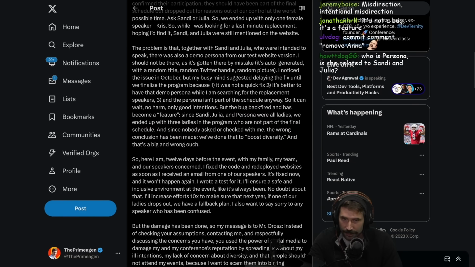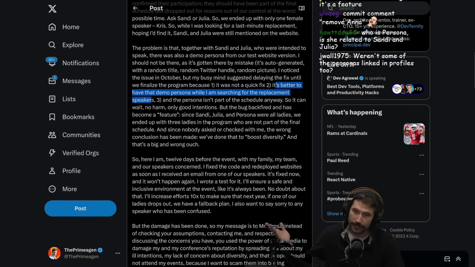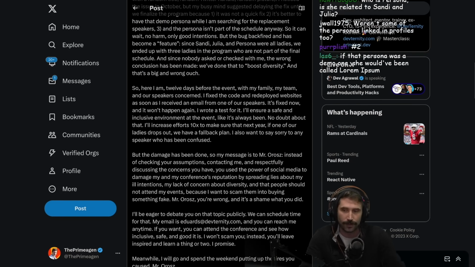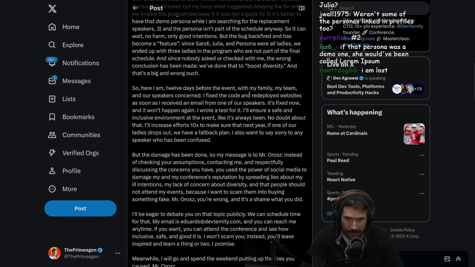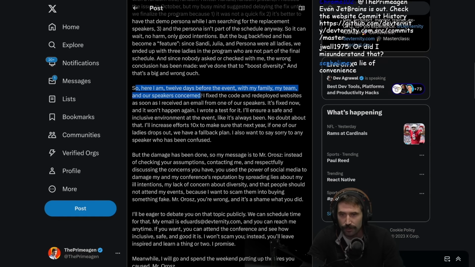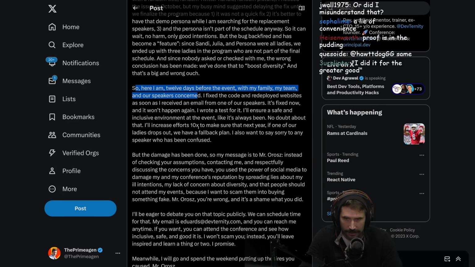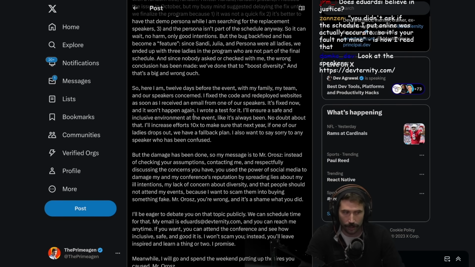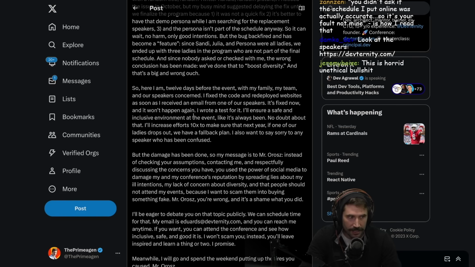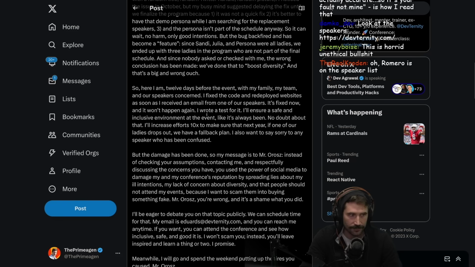Well, again, number 2 is, how am I supposed to read number 2? That's my problem, is how am I supposed to read number 2 other than that? So here I am, 12 days before the event with my family, my team, and our speakers concerned. Yeah, I mean, I feel bad for that. Obviously, if you truly thought you were just doing fine things, and again, the problem with ethics is legality involves intention, but ethics often does not involve intention. It doesn't matter if you have a good attitude or only positive feelings, you can definitely do bad things, and you can do unethical things, even with good intentions. That's the whole problem.